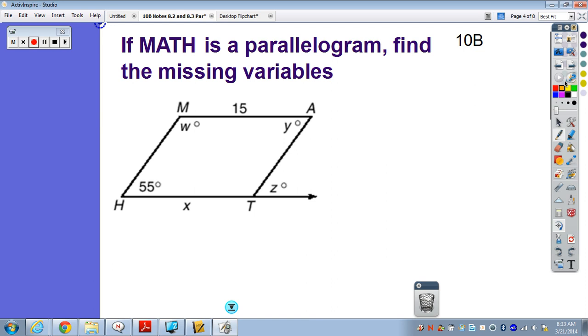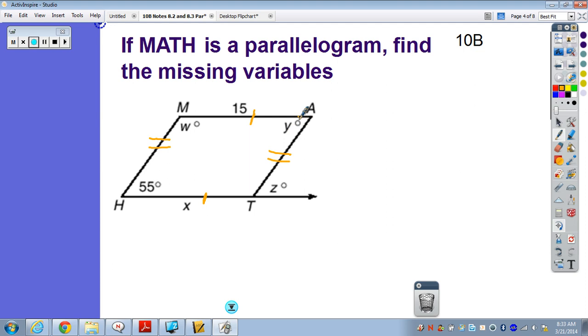And one last example for solving, sorry, there's two more after this. So the third last example for solving a parallelogram. MATH is a parallelogram. Find the missing variables. So again, we know opposite sides are congruent, so I'm going to mark that.